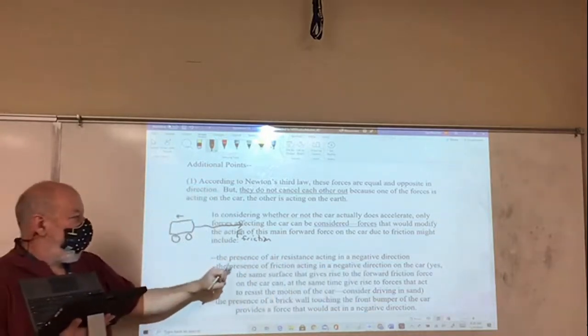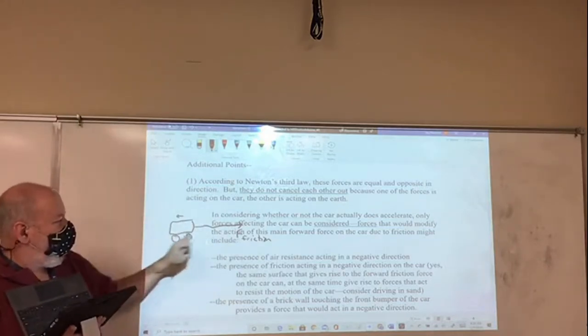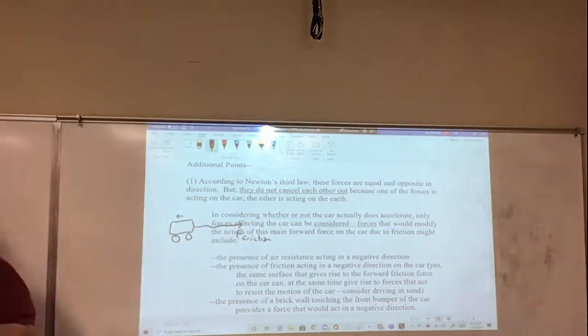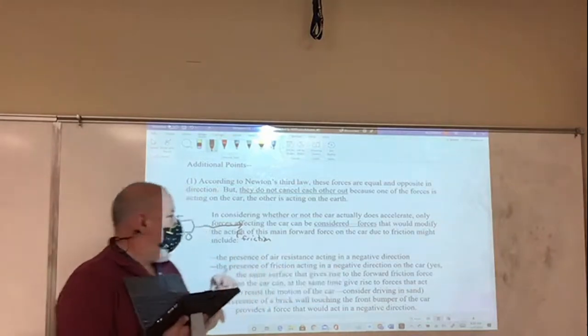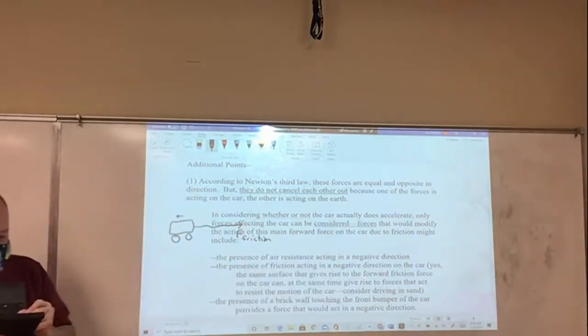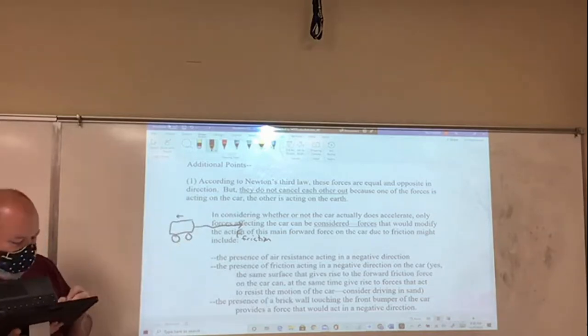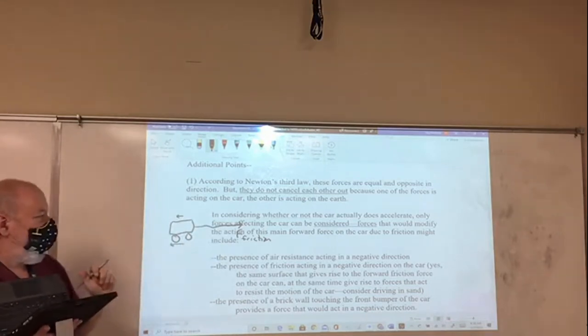The presence of friction acting in a negative direction on the car. And this is weird because, wait a minute, we've said that the force of friction is acting in a forward direction. The earth is pushing the car. Yeah. Sure. What would happen, though, if we were driving in mud or if we were driving in sand? Would I also not get a friction due to the mud or the sand in a backwards direction, preventing the car from going forwards?